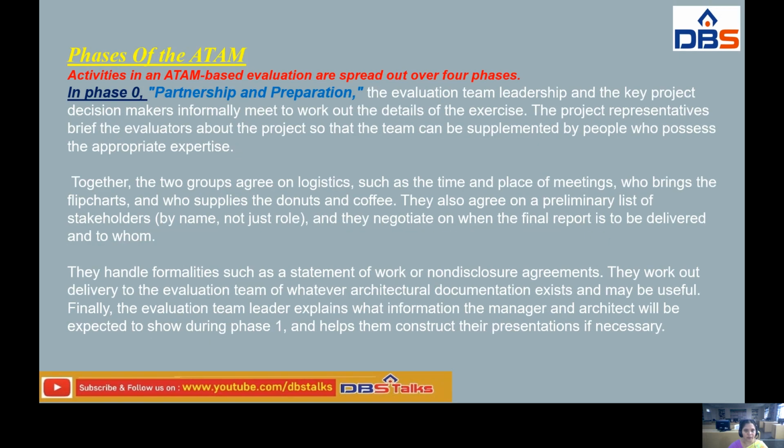So in this class, we are going to learn about the phases of the ATAM. Here we have four types of phases, activities in the ATAM based evaluation system. These are the four phases as we said previously: phase 0, phase 1, phase 2 and phase 3. Here we are going to discuss phase 0. In phase 0, we need to see what is going on.